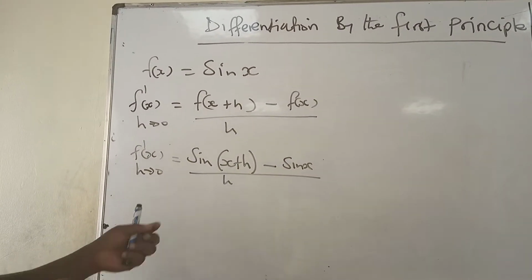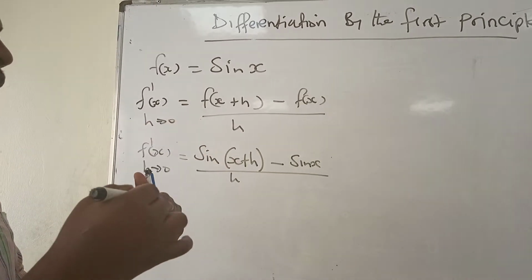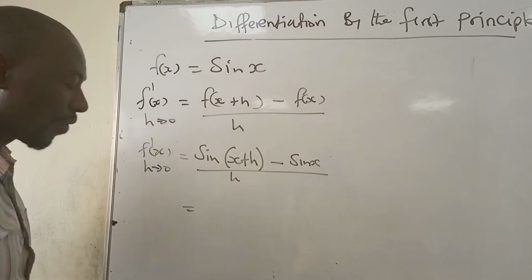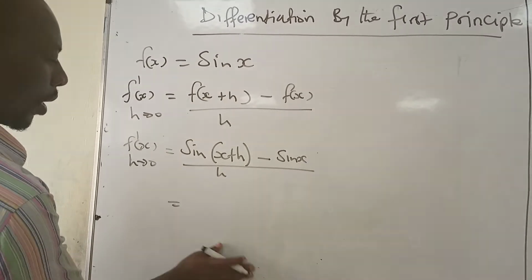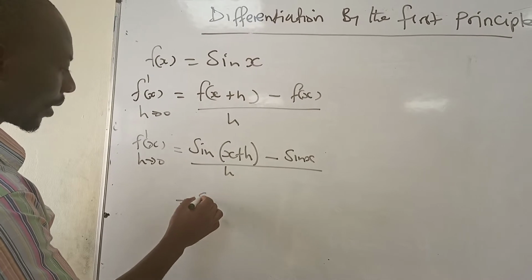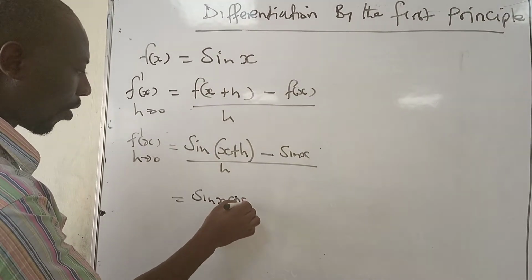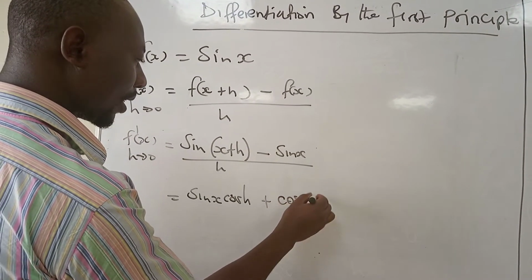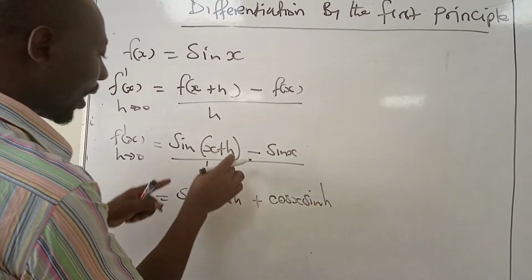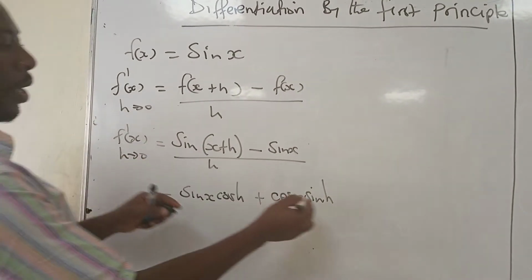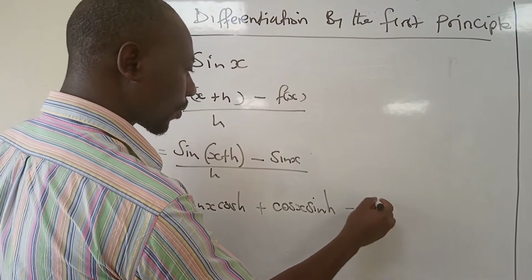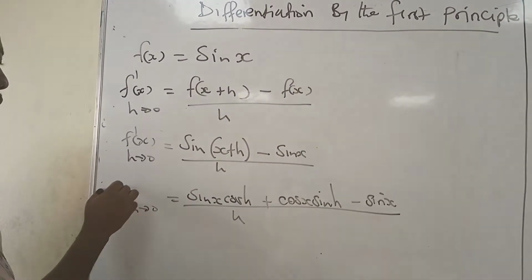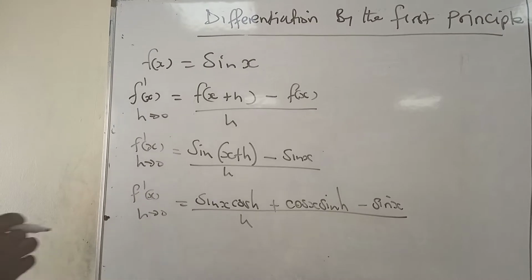So this is very interesting. If you can see this and you recall the double angle expression of a sine, you expand sine of x plus h, which becomes sine of x cosine of h plus cosine of x sine of h. That is the expansion of this one into double angle. Then minus sine of x, everything divided by h. When h approaches 0, it will give us the derivative of that function.